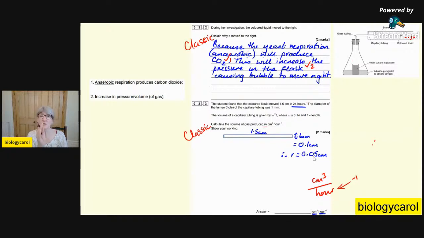Now, just a little thing. Anything in a biology exam where they give you the dimensions of a tube of any sort, and I don't care whether it's a capillary tube or a blood vessel or whatever, they're always going to give you the diameter of the tube, never the radius, because thinking about it, nobody can measure the radius easily in real life because you don't know where the center of the circle is. If you're trying to measure something, you can measure a diameter really easily.